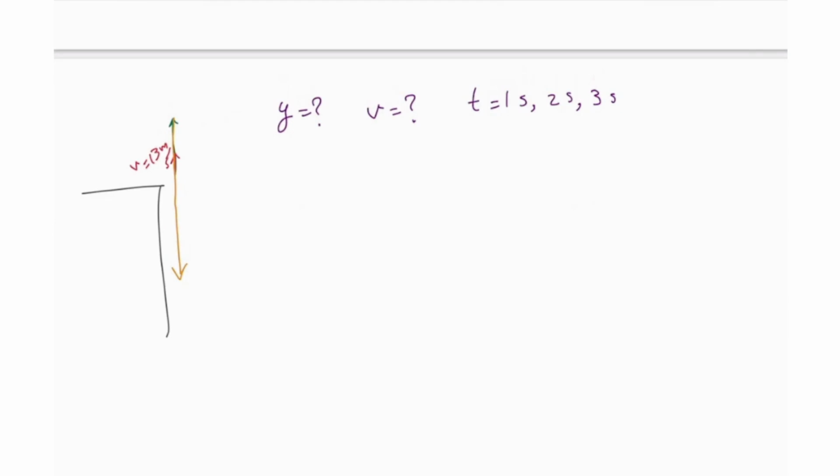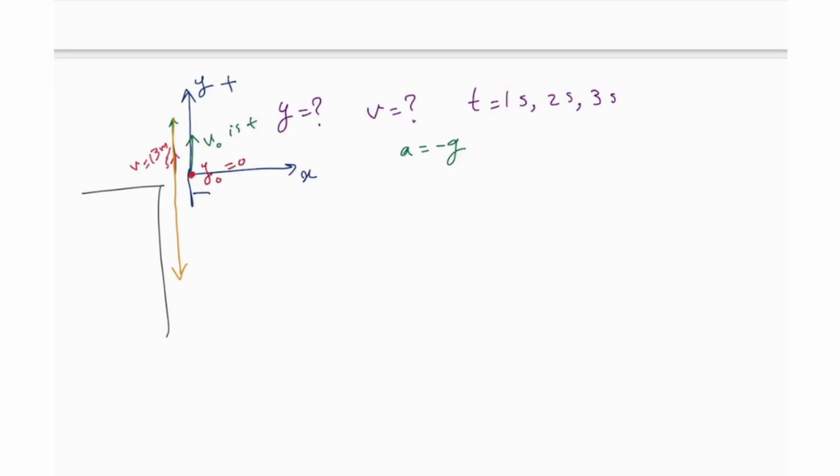To solve this question, first, let's draw the coordinate system. I will take the upwards direction to be positive and downward to be negative. So the gravitational acceleration is negative g and the initial velocity is positive. I will take the initial position of the rock, or y0, to be the origin of the coordinate system, so y0 is equal to 0.